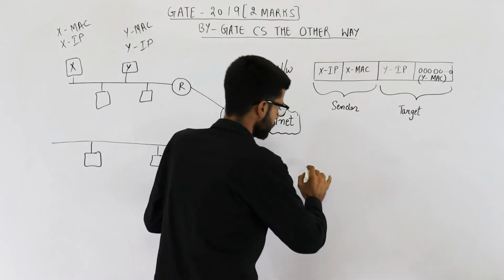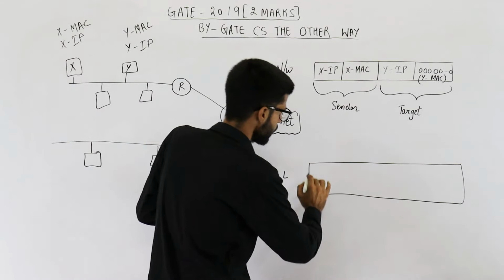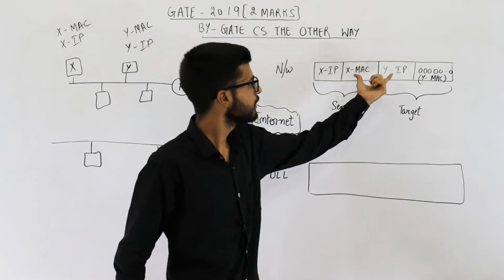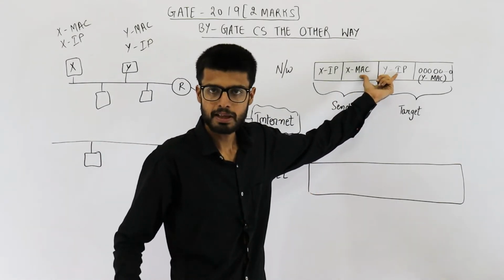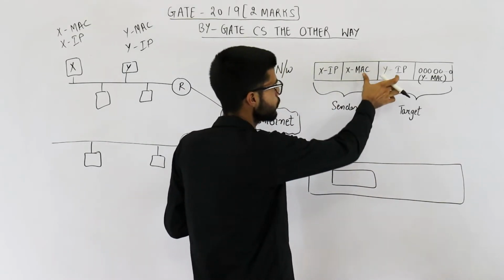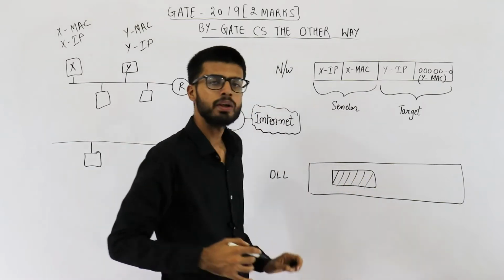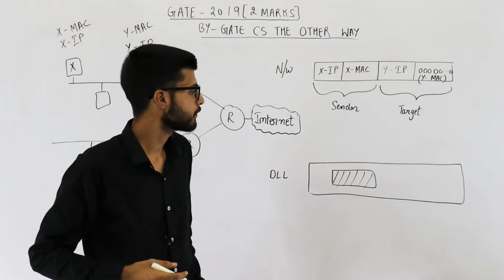Now, the DLL is going to prepare a frame. In this frame, this ARP request message will be encapsulated. Suppose this is that message, the data. It will add the header and trailer and all of that stuff.